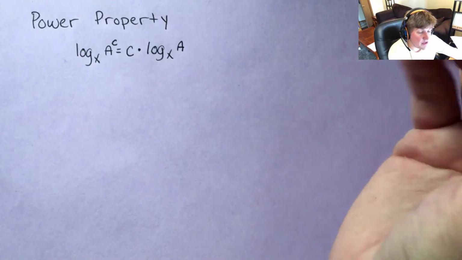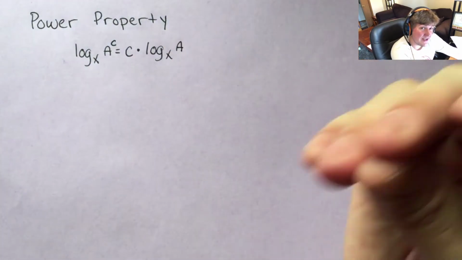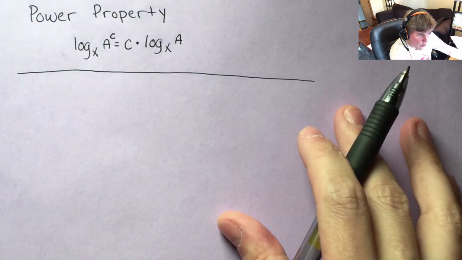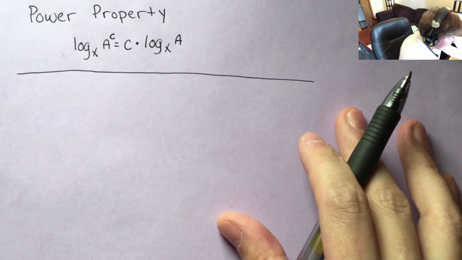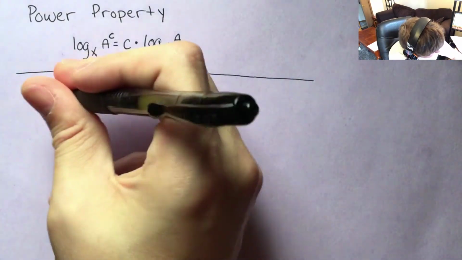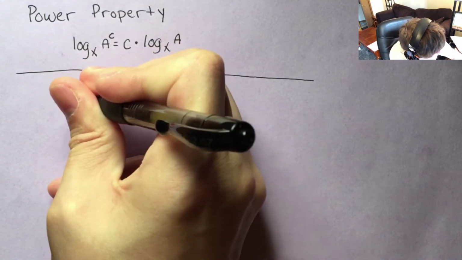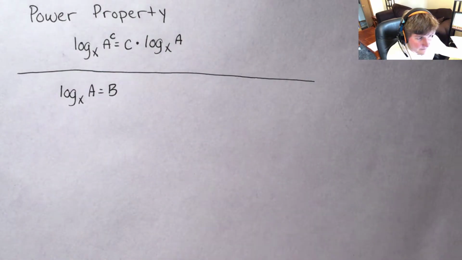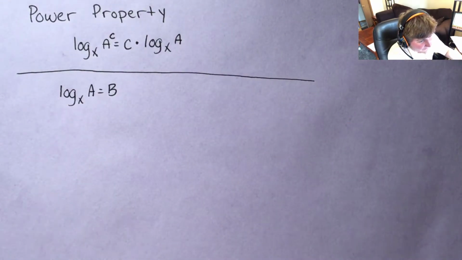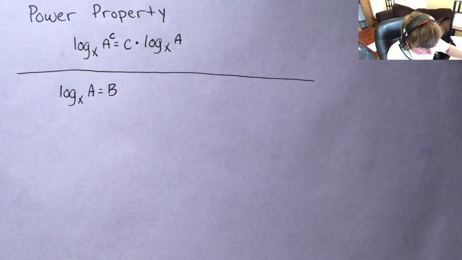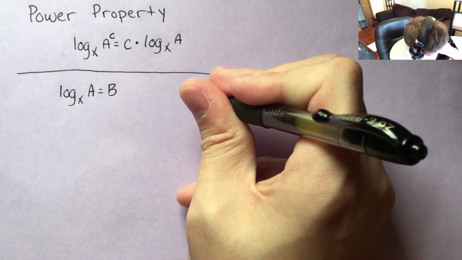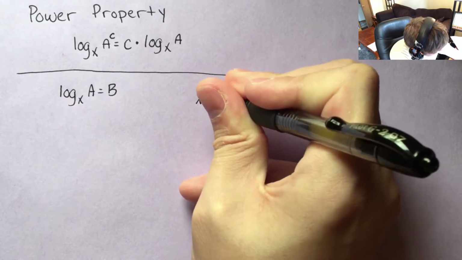This ends up being pretty useful at times to help us solve equations and simplify things down. So let's go ahead and see the proof and why it works. There are two basic facts we want to deal with. The first is that if I have a logarithm base x of a, it will be equal to some number. Let's call it b. From that, with my properties of logarithms, that means x to the b power is equal to a.